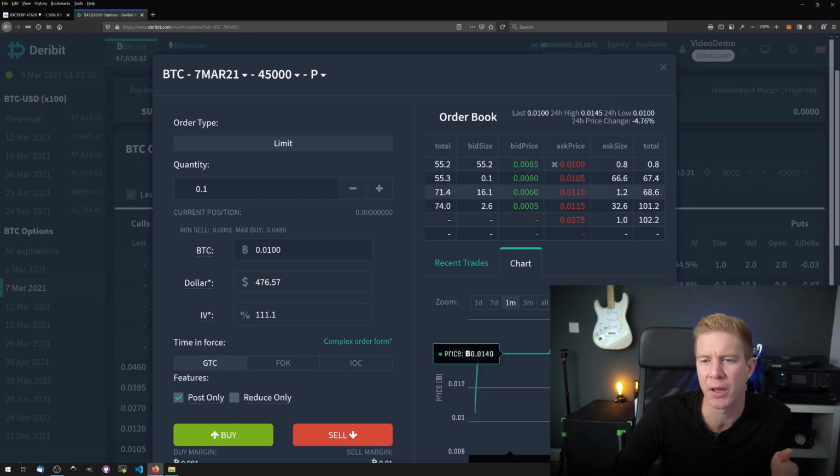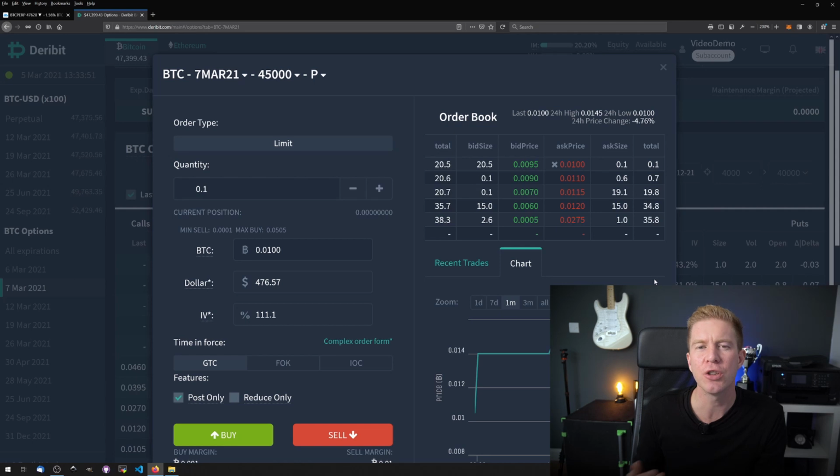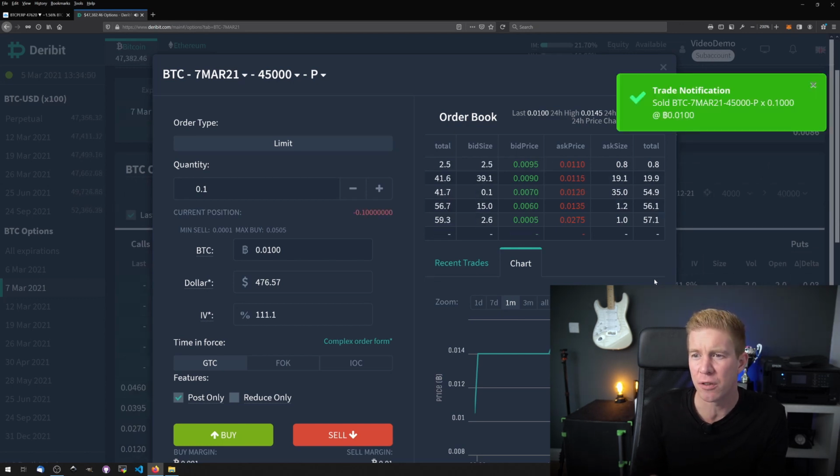You can see our order is in the order book here at 0.01. Now you could use the API to hold that price so your bid fluctuates up and down with it. I'd say if you're doing that a lot, then that's definitely the way to go. That trade's just gone through there.